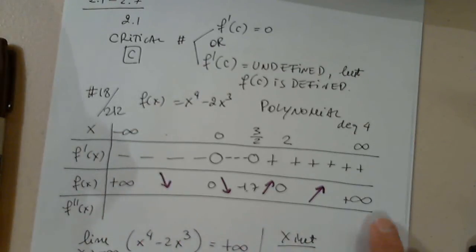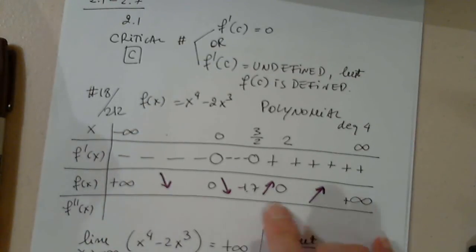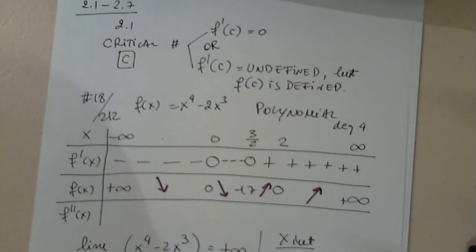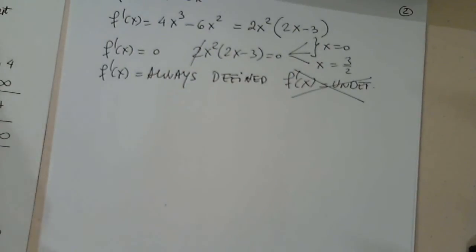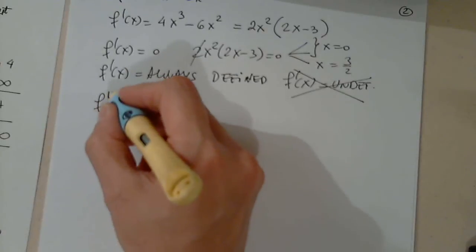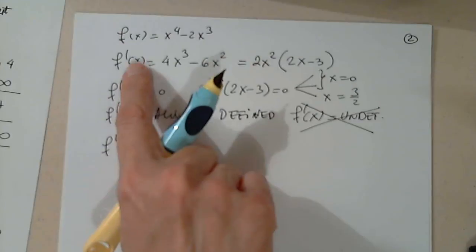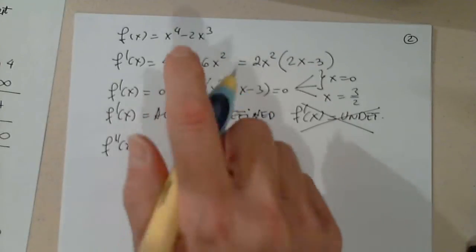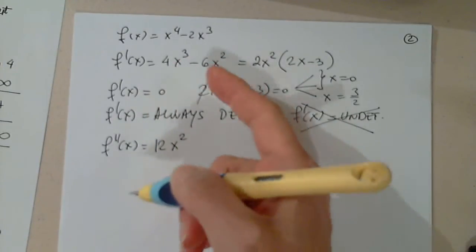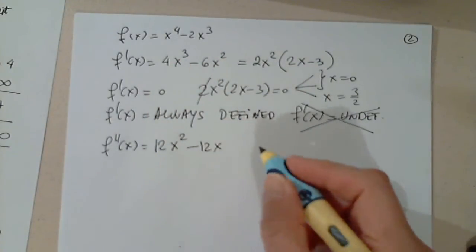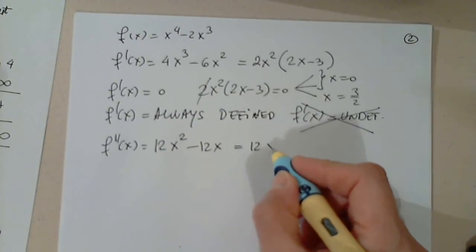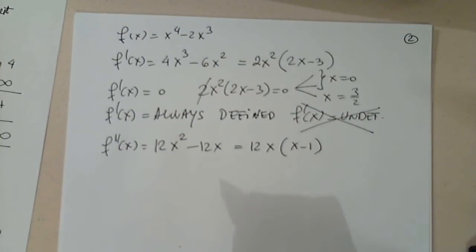Now I'm going to study the second derivative and see what happens here. So back to my paper. I have the second derivative now. Here was this first derivative. 4 times 3 is 12x squared minus 12x. I factor out 12x, and I have x minus 1.